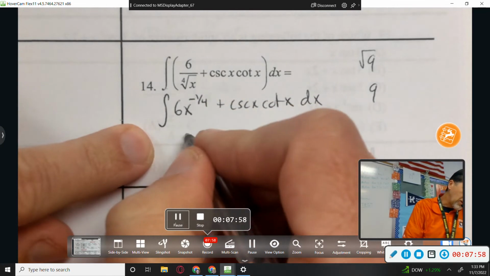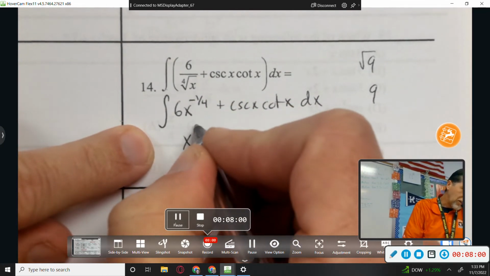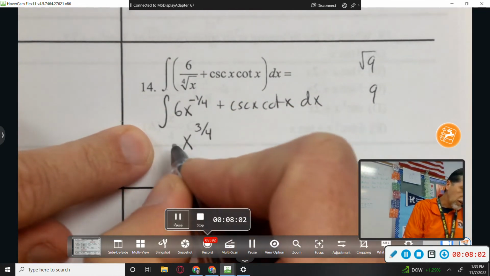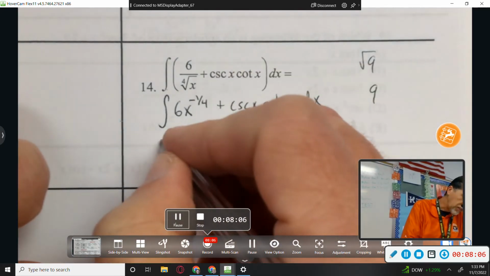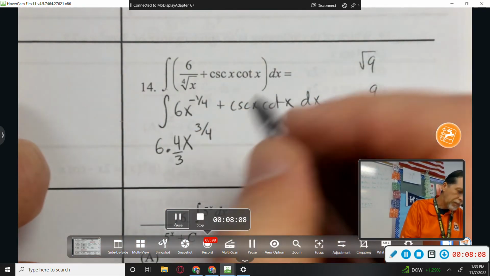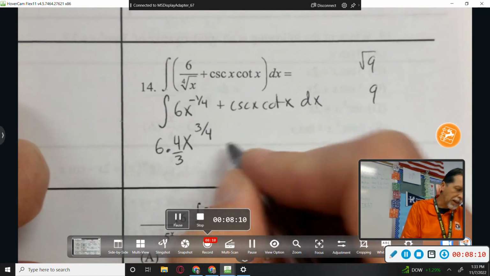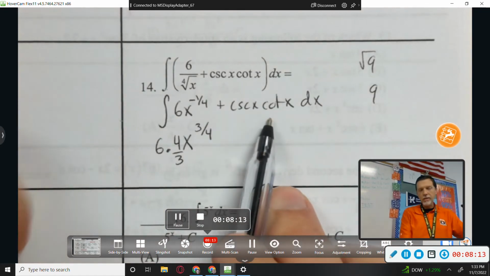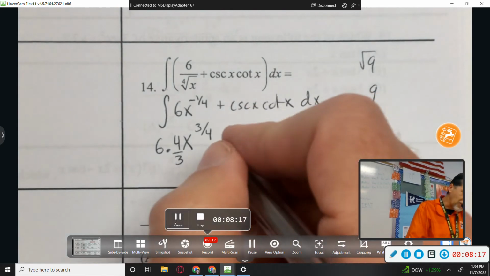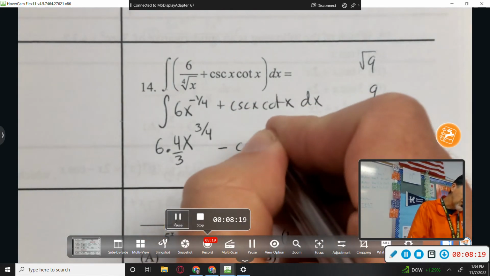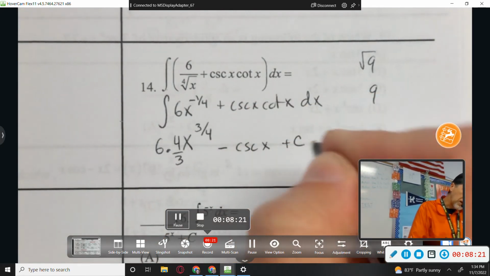All right, so now increase it by 1. So that would get us to 3/4, which means a 4/3 to counter the 3/4. The 6 is still there, so we can clean that up in a minute. Cosecant, cotangent, that's the one that goes with cosecant, but the sign's off, so minus cosecant, and then plus c.